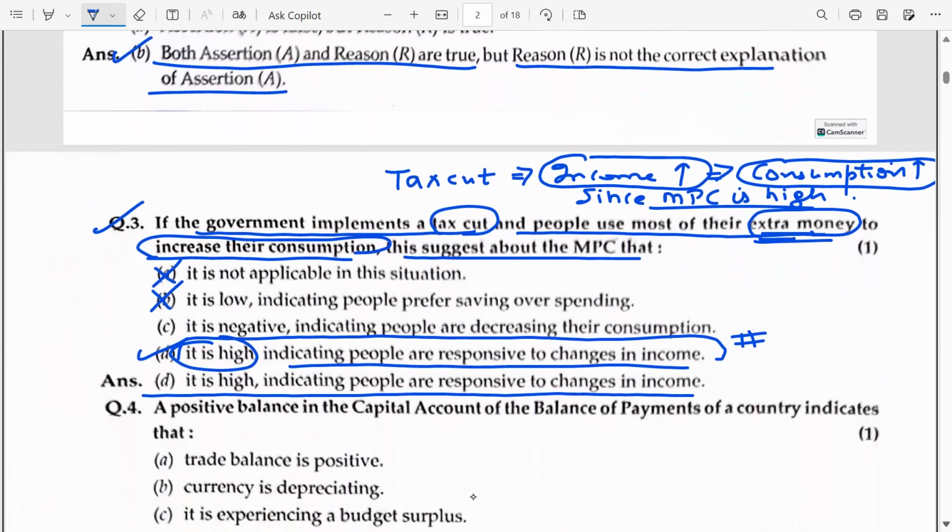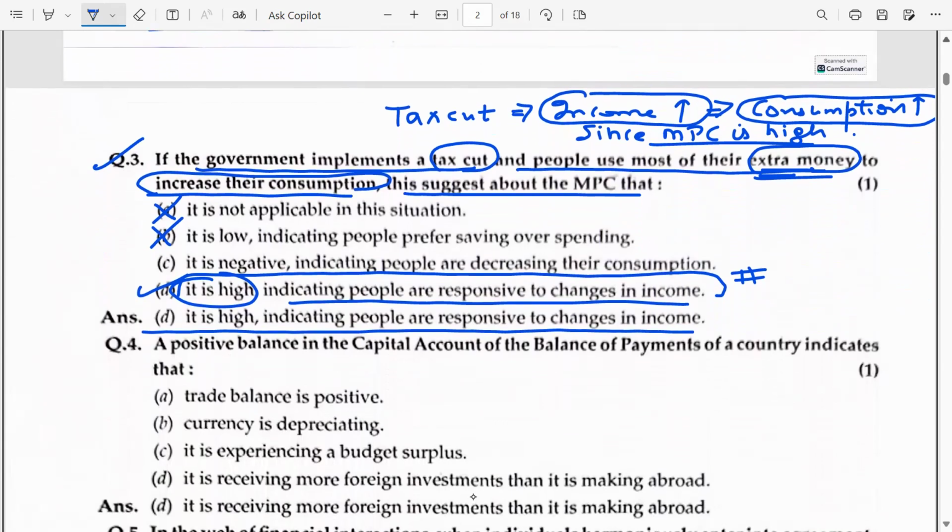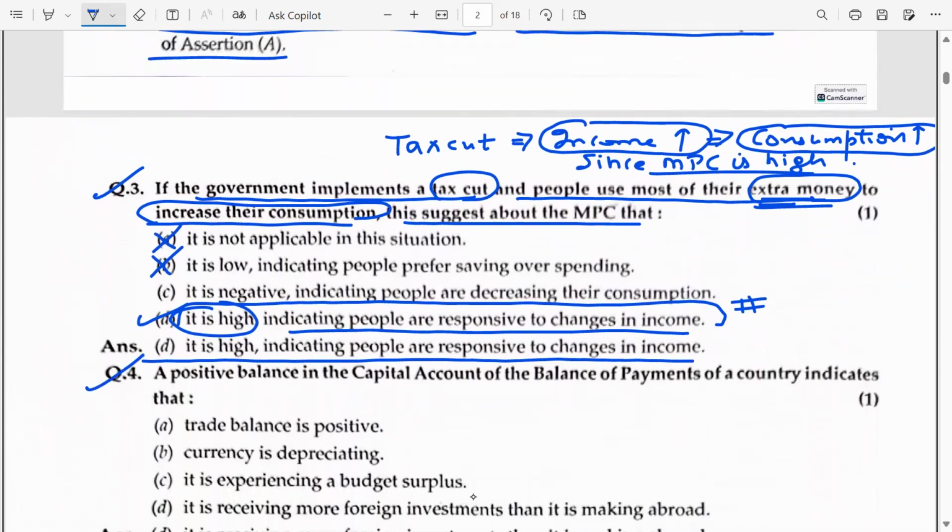Now, coming to question number 4. Let's look at question number 4. A positive balance in the capital account of balance of payments of a country indicates what? What does it indicate? Now, again, students can refer to my lecture notes and lecture videos on balance of payments and exchange rates. Capital account primarily records transactions relating to purchase and sale of assets. So I'm writing it here.